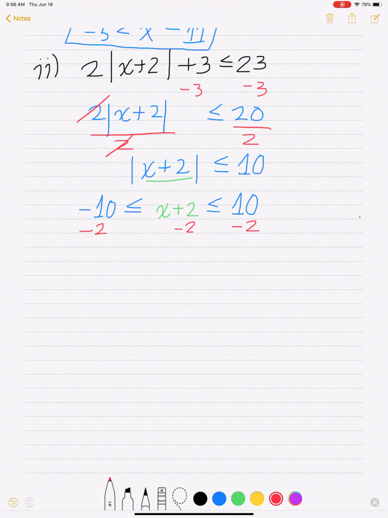And what are we going to have on the far left? Well, negative 10 minus 2 is negative 12. We got the inequality less than or equal to. 2 and negative 2 cancel in the middle, so we got an x. We got the less than or equal to sign, and then 10 minus 2 is 8. So in order for this inequality to be true, you have to pick a number x between negative 12 and 8, or it could be equal to negative 12 or equal to 8.